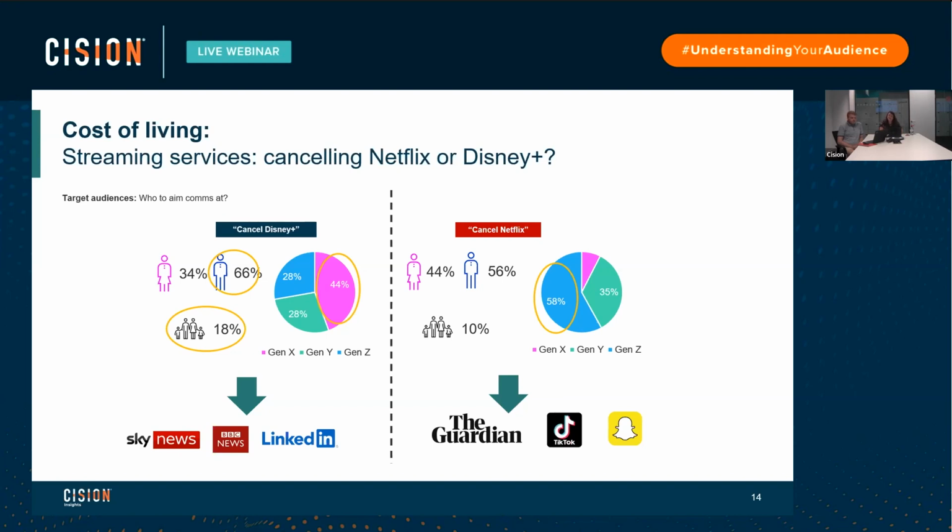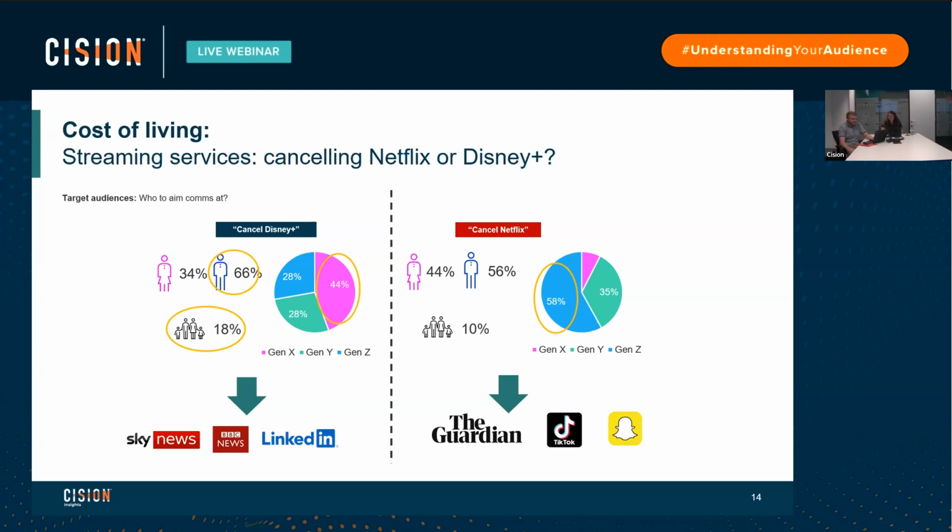So what we then did was look at the GWI data, which has great information on which kind of audiences are reading which publications and their media consumption habits. And we created these super target lists for cancelling Disney Plus and cancelling Netflix. So the idea is that the Gen X dads, as we're calling them, are 8 percentage points more likely to consume Sky News than the average, and 12 percentage points more likely to use LinkedIn. On the flip side, Gen Z, 28% of them read The Guardian, which over-indexes against the average, while they are 32 percentage points more likely to use TikTok.